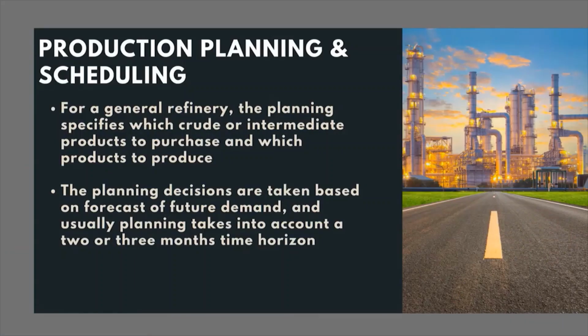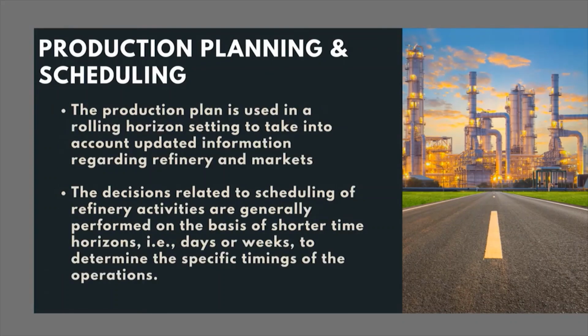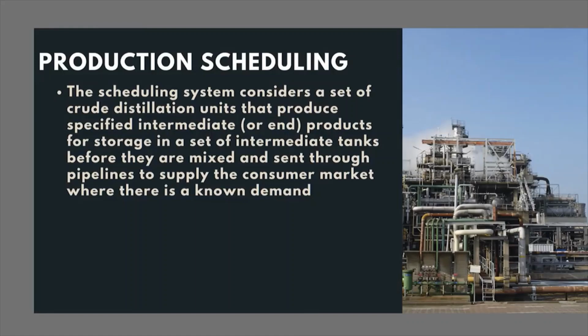For a general refinery, the planning specifies which crude or intermediate products to purchase and which product is to be produced. The planning decisions are taken based on forecast of future demand, and usually planning takes into account a 2 or 3 months time horizon. The production plan is used in a rolling horizon setting to take into account updated information regarding refinery and markets. The decisions related to the scheduling of the refinery activities are generally performed on the basis of short term horizon, that is days or weeks, to determine the specific timings of the operation. The scheduling system considers a set of crude distillation units that produces specified intermediate products for storage in a set of intermediate tanks before they are mixed and sent to the pipeline to supply consumer markets where there is a known demand.